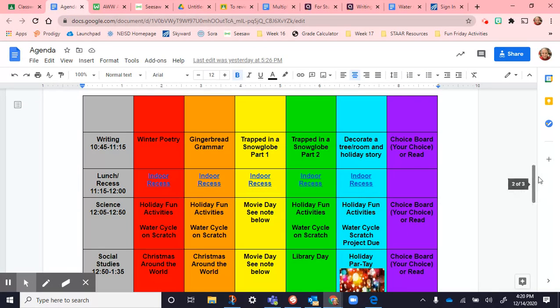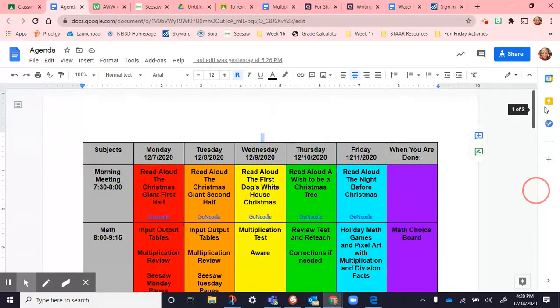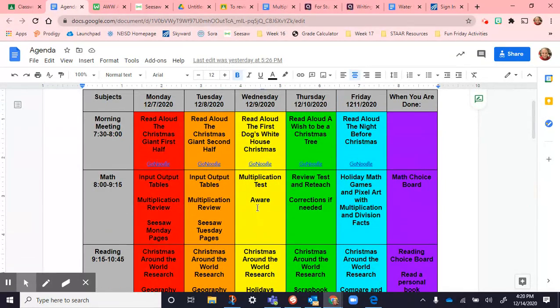And all right, that's where we left off. Tomorrow we'll continue with math, working on input-output tables, and then we will be working on some reviewing for our multiplication tests, and we have that on Wednesday. So right here we have our multiplication test coming up.